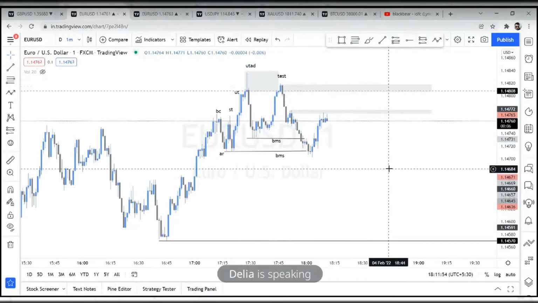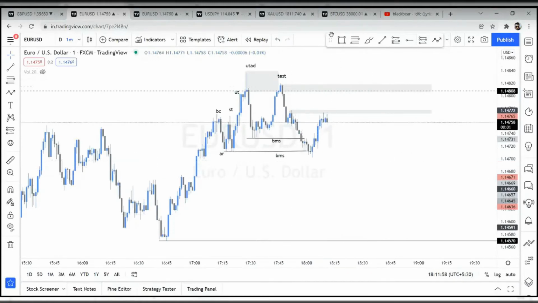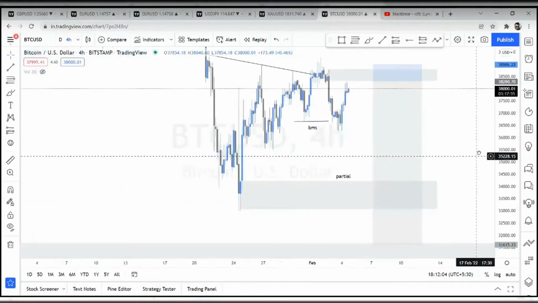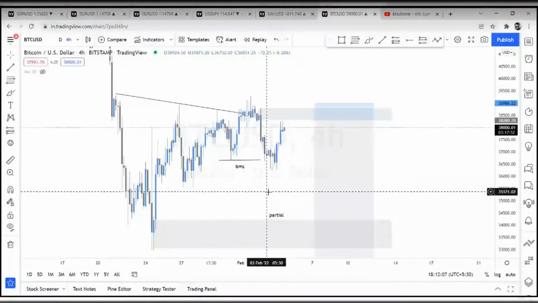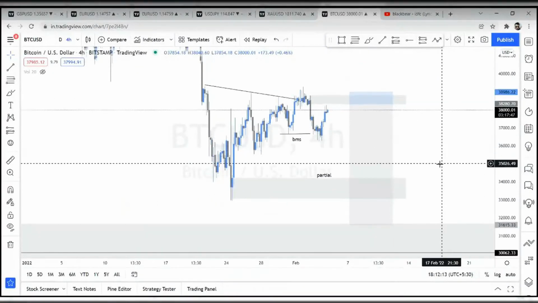Can you look at gold? Sure. Just check my Bitcoin. I've been checking on this. Okay, I'll get to gold. Let me just explain the Bitcoin that I've sent out on the group. I think I sent you guys yesterday when price was here.